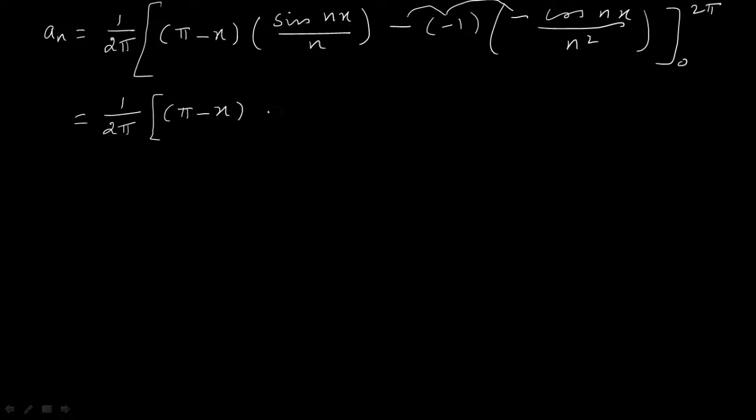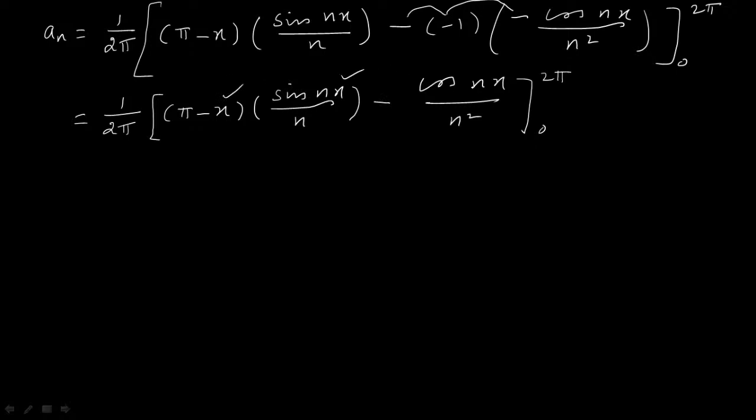So pi minus x, sin x divided by n, minus, because here we have 3 minus terms. So 3 minus, that is minus itself, minus cos nx divided by n square with the limit from 0 to 2 pi. Look at this. Now it will be easy for us to substitute the limits and simplify too.